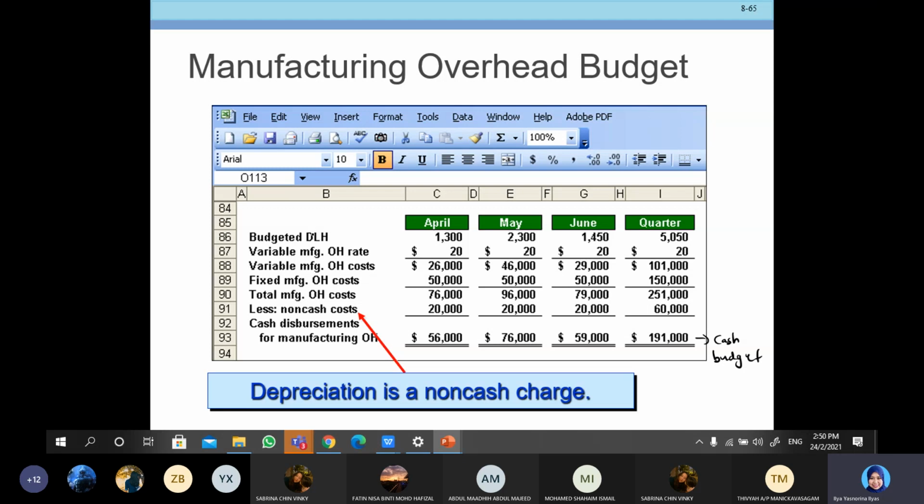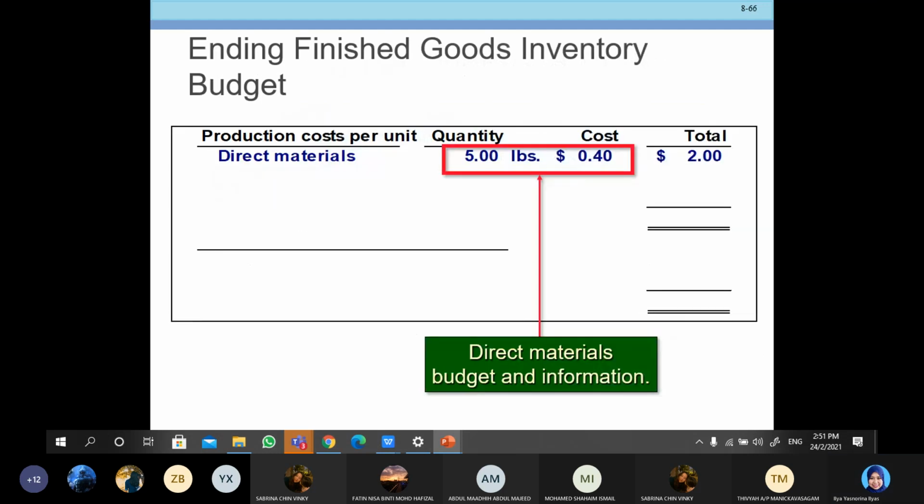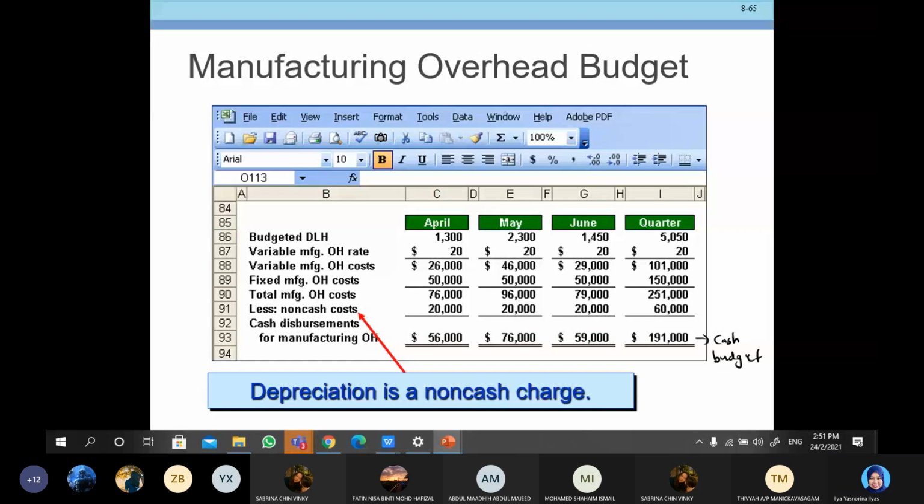Okay, so this is the format: budgeted direct labor times variable, add fixed cost, less depreciation. That is the only format that we need to remember for the manufacturing overhead budget. Do you understand our manufacturing overhead budget? Find the variable and add fixed cost.